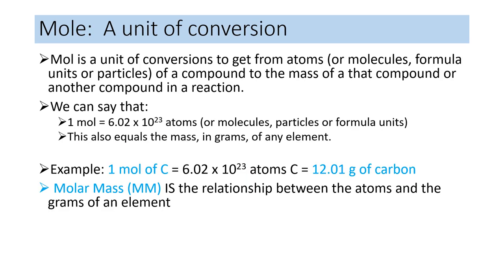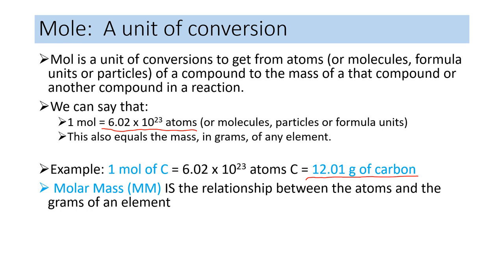So let's talk about the mole. We've already talked about Avogadro's number, 6.02 times 10 to the 23 atoms, or molecules, or particles, or formula units, etc. We can also say that this is equal to 1 mole. So if we know that 1 mole of carbon is equal to 6.02 times 10 to the 23 atoms of carbon, we also know 6.02 times 10 to the 23 atoms of carbon is equal to 12.01 grams of carbon.